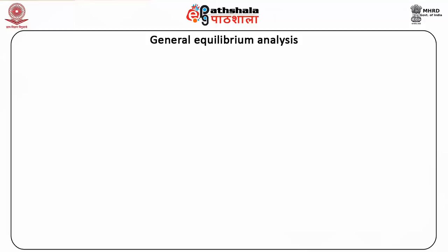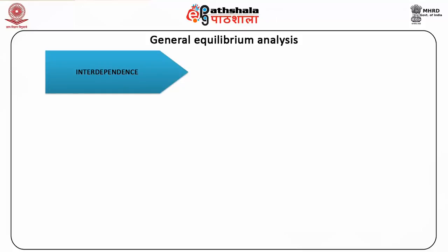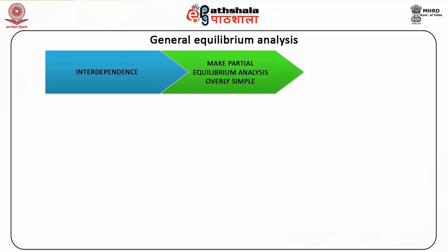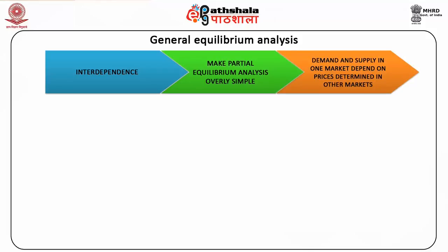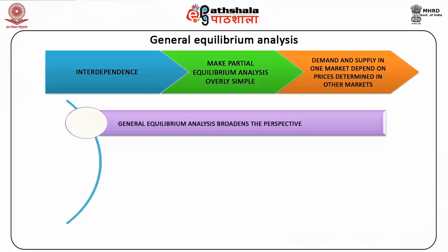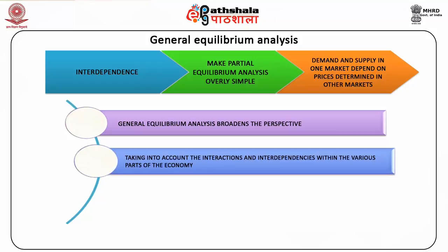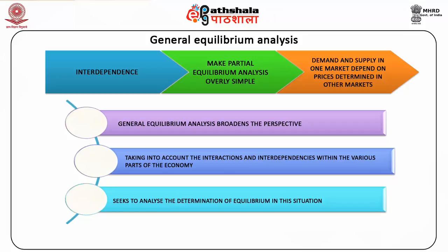The general equilibrium analysis recognizes the fact of interdependence among different economic units. Interdependence in the economy makes partial equilibrium analysis oversimple because demand and supply in one market depend on prices determined in other markets. General equilibrium analysis broadens the perspective, taking into account the interactions and interdependencies within the various parts of the economy, and seeks to analyze the determination of equilibrium in this situation.